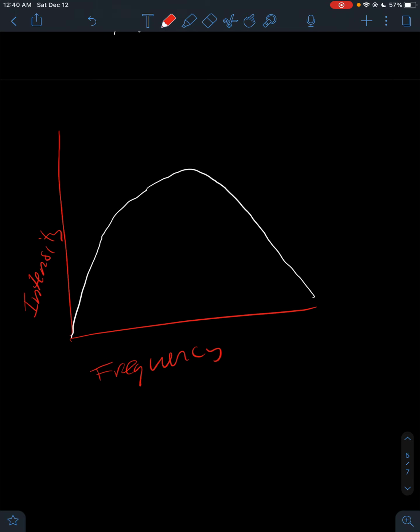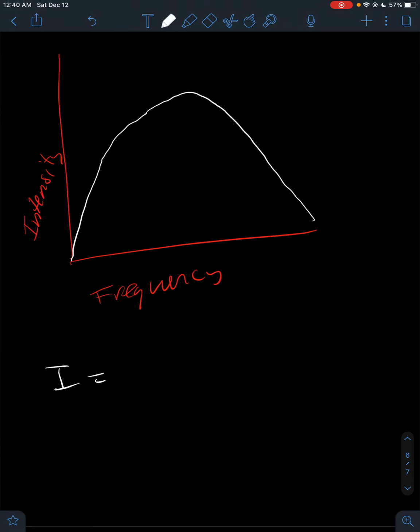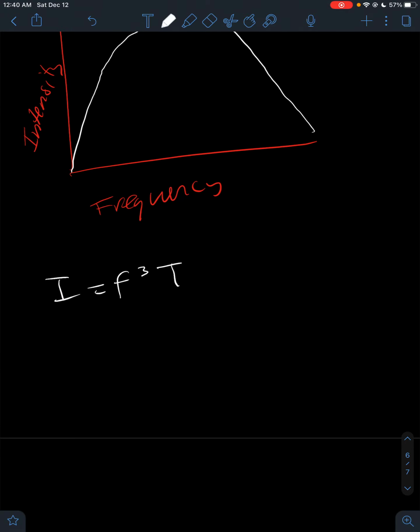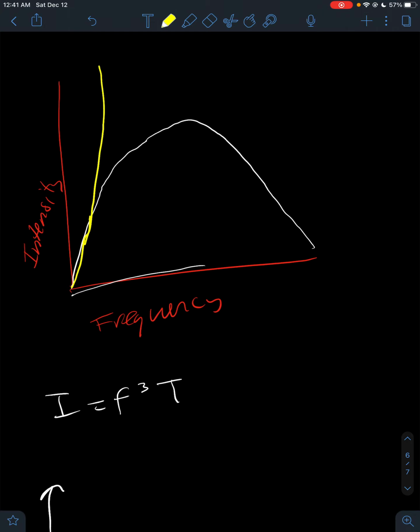However, our model that we constructed, I equals f cubed T, predicts that it just goes up as your frequency goes up. Our model predicts that the intensity just goes up forever into infinity. So that's not necessarily a bad thing. It's just that our model does not agree with reality. It does not agree with what we've actually observed. Our model predicts that as your frequency goes up, your intensity goes up forever.